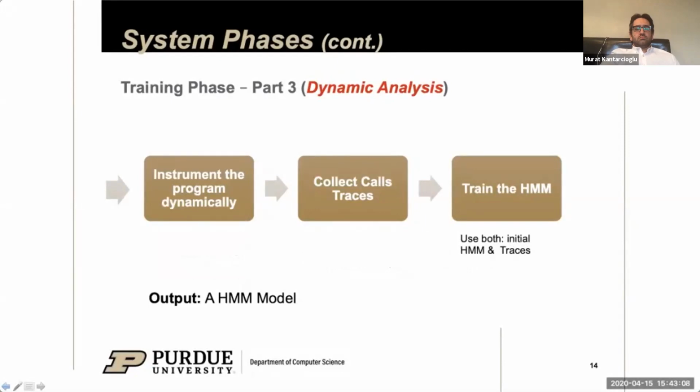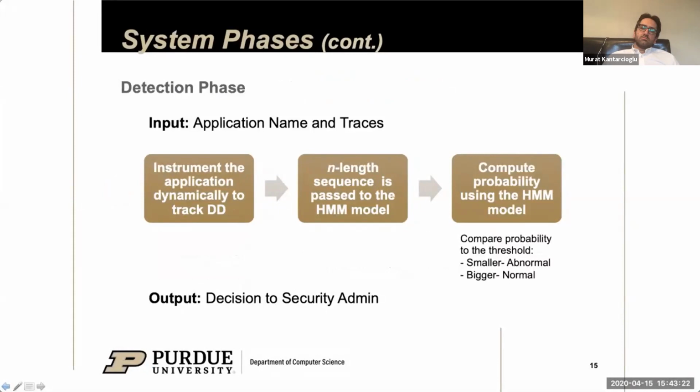The system then instruments the program dynamically while running the test cases to collect call sequences, and then uses the traces that were collected to train the model. In the detection phase, the system instruments the monitored application to track data dependency and collects the library calls that the application program issues at runtime. Then n-length sequences are sent to the model. The system will compute the probability of each sequence, decide if it's normal or not normal, and report the result.